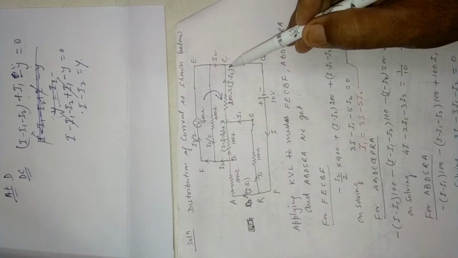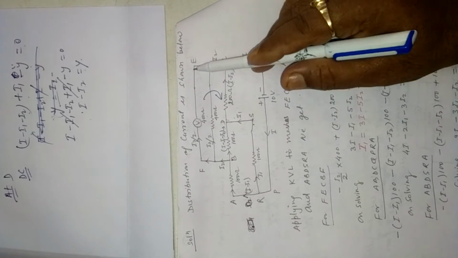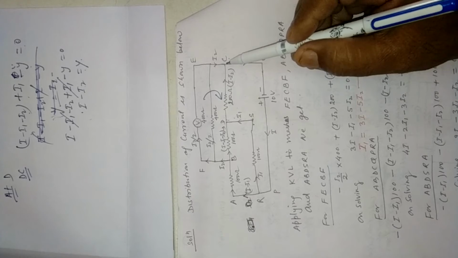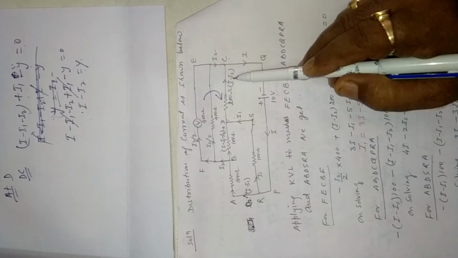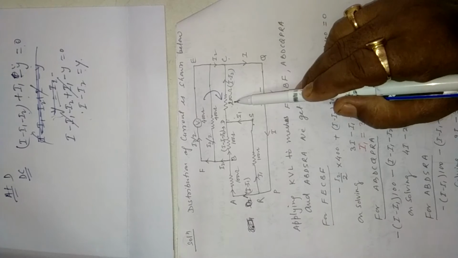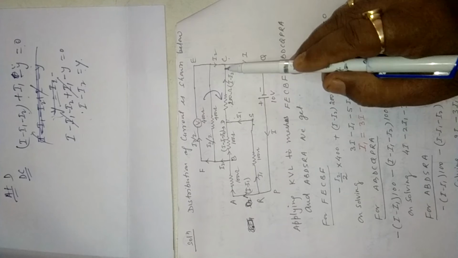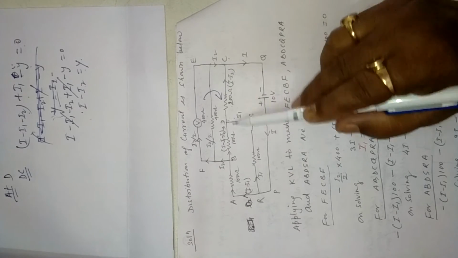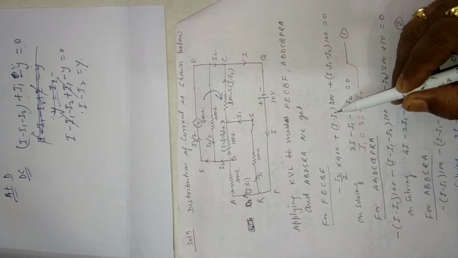In the arm AC, EC, there is no resistance, therefore there will be no drop in voltage. Now from C to D there is a resistor and the current is I minus I2, through 200, and we are moving opposite to the direction of current. So the product of current and resistance will be positive, and therefore it is plus (I minus I2) into 200.